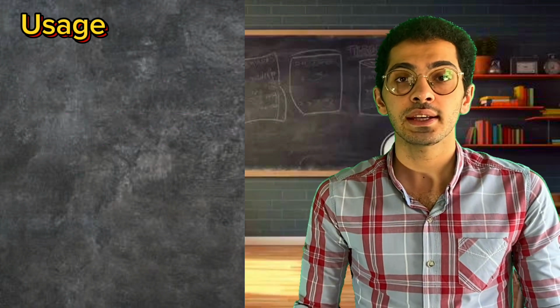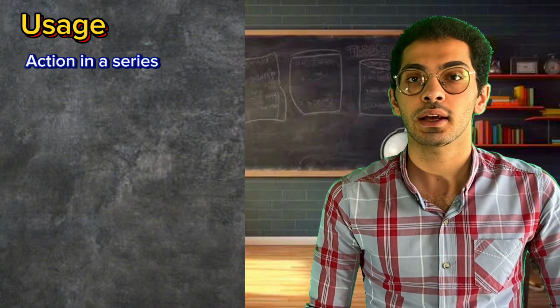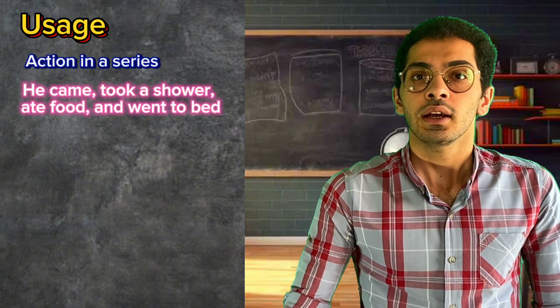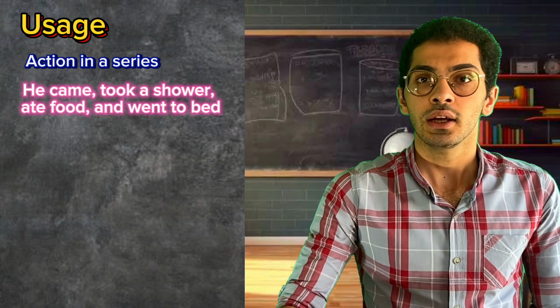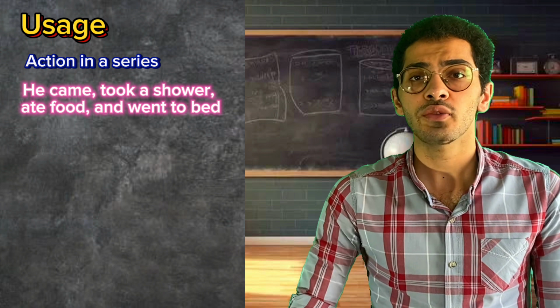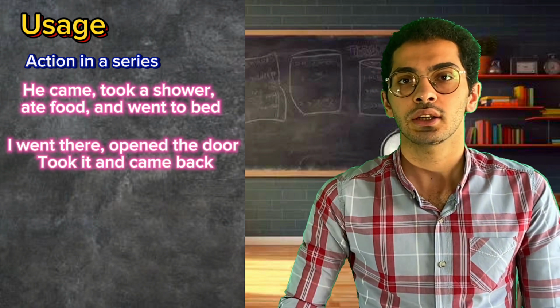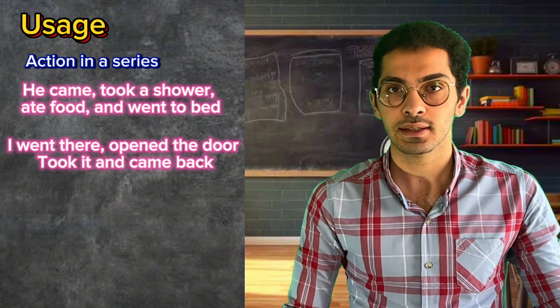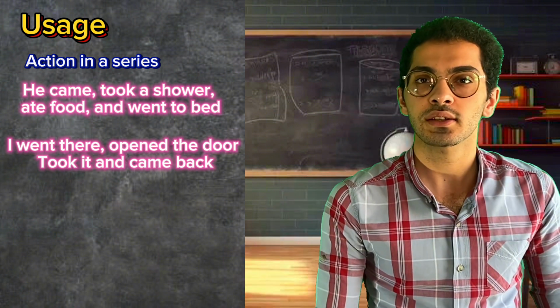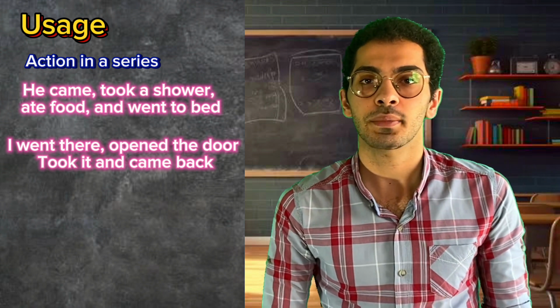The next one is list of actions or action in a series. For example, he came, took a shower, ate food and went to bed. Or I went there, opened the door, took it and came back. All of them were past simple. When you are explaining one story that happened in the past, we use past simple.